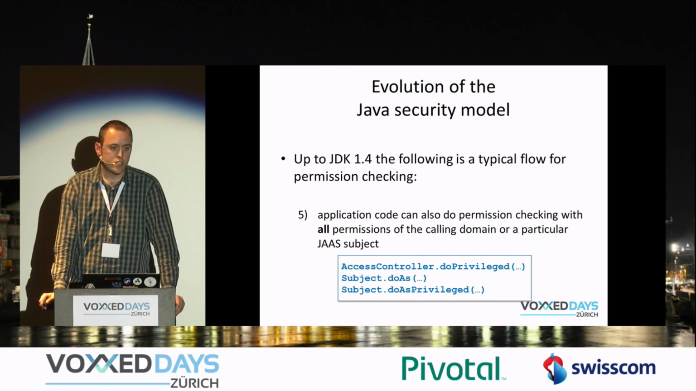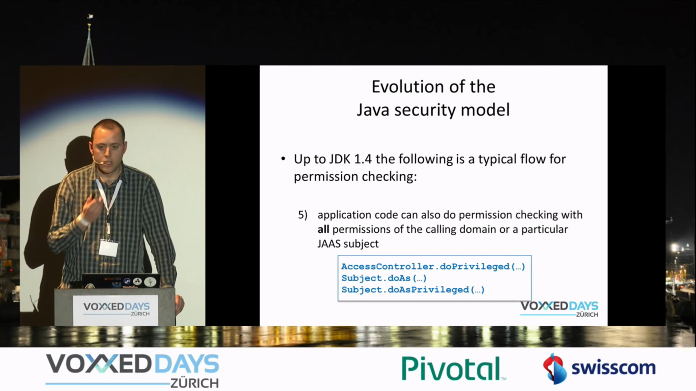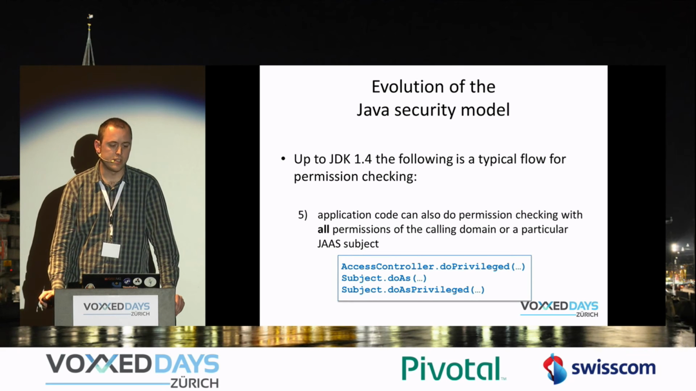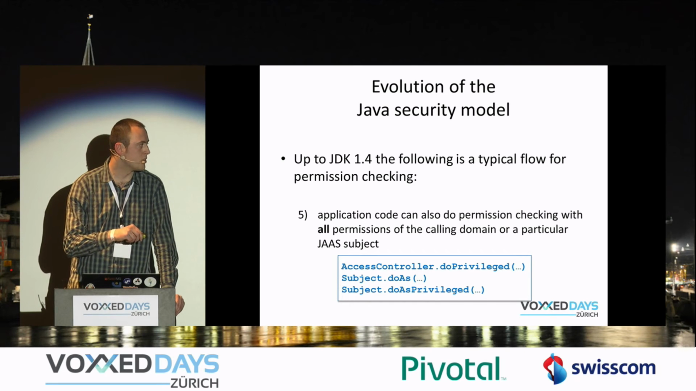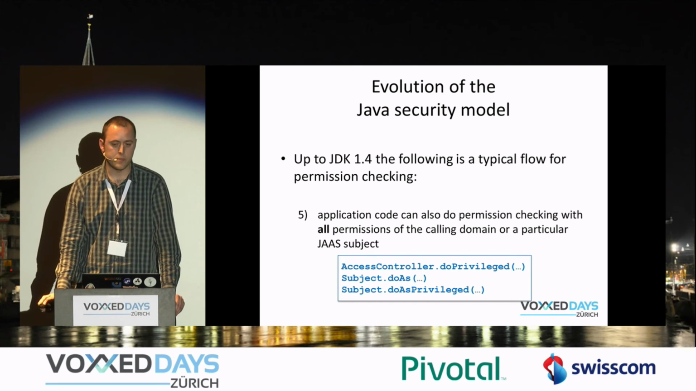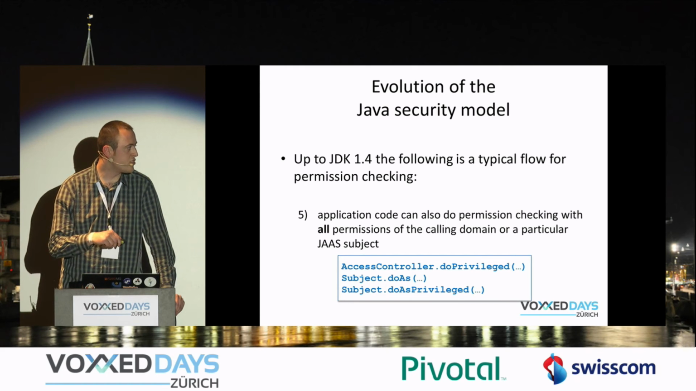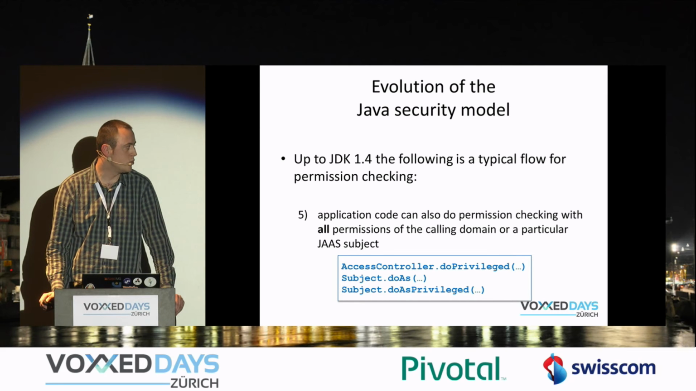Also, there are some situations where we need to elevate the privileges of the currently executing source code. So by calling, for example, AccessController.doPrivileged, we just skip the protection domains of all of the source code that's been invoked so far until the execution of this piece of code. So this is effectively called privilege escalation. And we can also change the user that's currently executing the source code by calling Subject.doAs or Subject.doAsPrivileged.